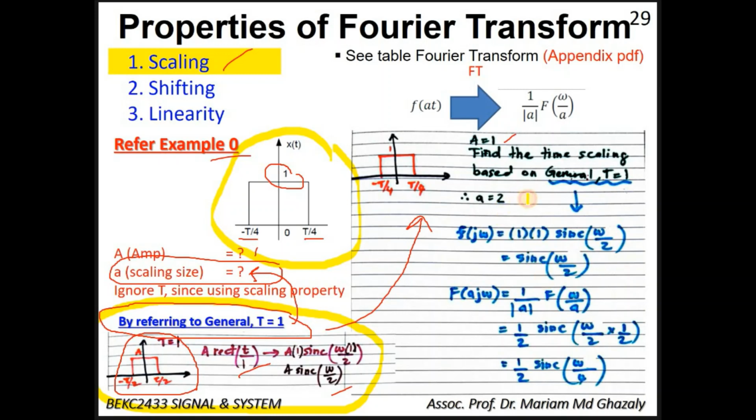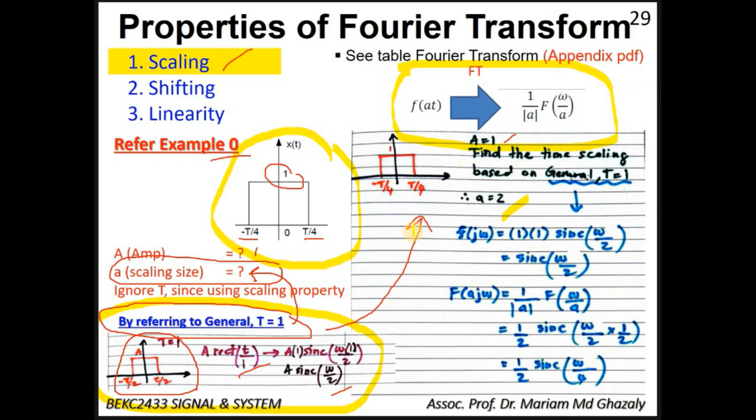So when you have found out what the scaling factor is, then we can look at the appendix given, the Fourier transform table. You look at the properties of the Fourier transform table and find this Fourier pair. So we have f of at, where a is the scaling factor. When you have this, you can get the Fourier transform of the equation f(at), which is given by 1 over modulus a, F of omega over a.